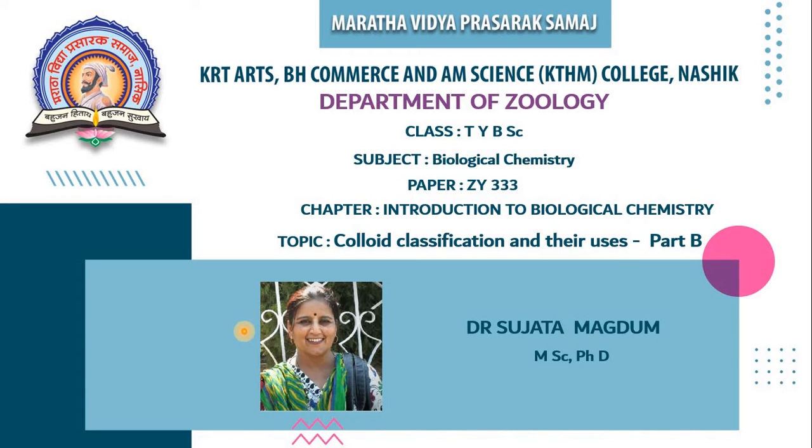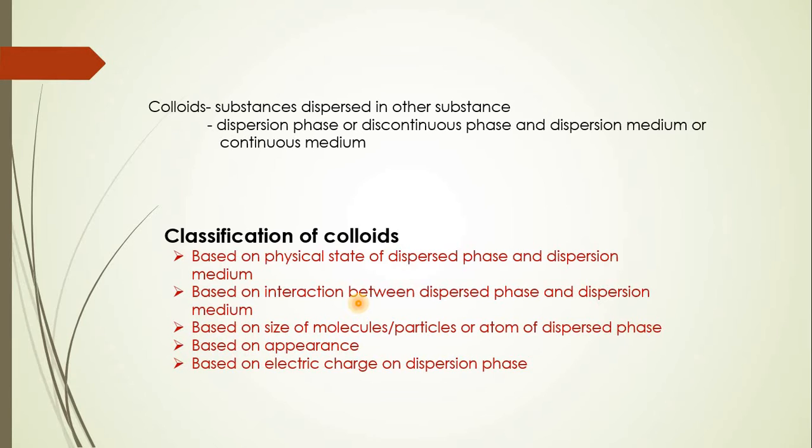I'll be dealing with biological chemistry for third year BSc students, and the topic of discussion is colloid classification and their uses, which is from chapter 1, that is Introduction to Biological Chemistry. If you recall, in the previous lectures, we have talked about various types of bonds which are involved in structuring the macromolecules, as well as we have talked about the colloids in general. So today we shall move on further with only the classification aspect of colloids and their uses.